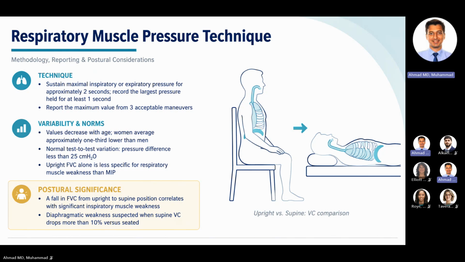Remember, a fall in the forced vital capacity from upright to supine position correlates with significant inspiratory muscle weakness. So if you ever suspect muscle weakness and you're not able to do a maximum inspiratory pressure, you could do the forced vital capacity while sitting up and while laying down.